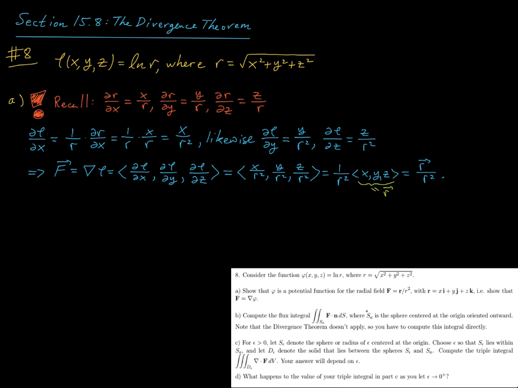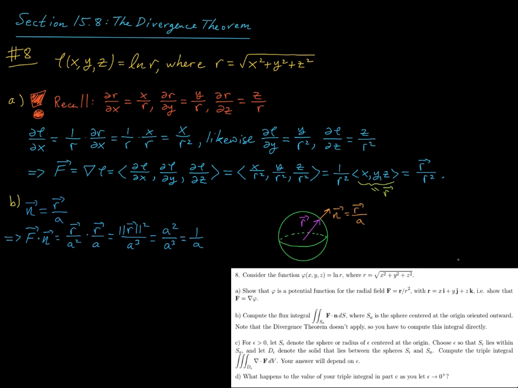So the divergence theorem doesn't apply, but we can still compute the flux of the vector field over the sphere by just noting that the unit normal vector pointing outward from the sphere is just the position vector r divided by its magnitude. So it's r divided by a, because the magnitude of the position vector is just a, since we're on a sphere of radius a centered at the origin. So n is r over a.